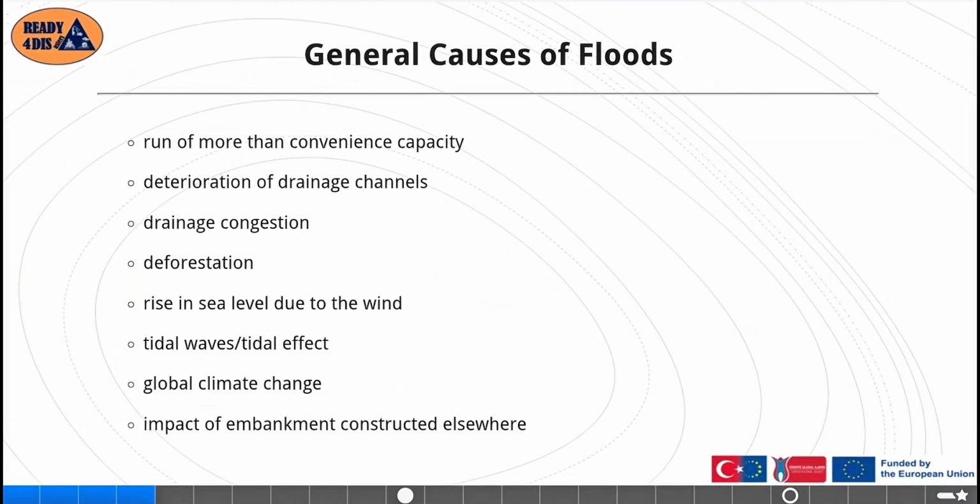These include excessive surface runoff that exceeds drainage capacity, the deterioration or congestion of drainage systems, and deforestation, which reduces the land's ability to absorb water. Other contributing factors are rising sea levels due to wind, tidal effects, global climate change, and the unintended consequences of embankments constructed in other areas. Each of these factors can increase flood risks in vulnerable regions.